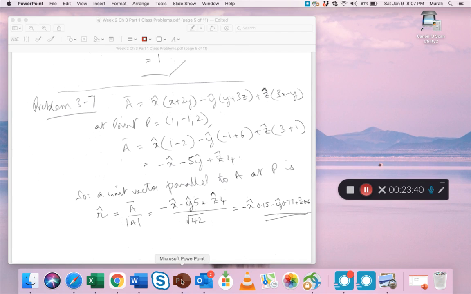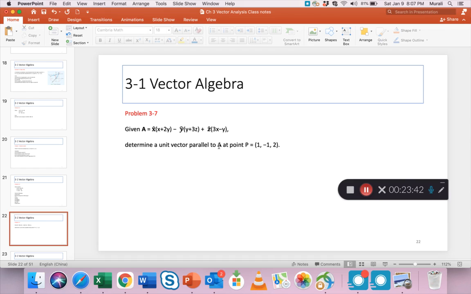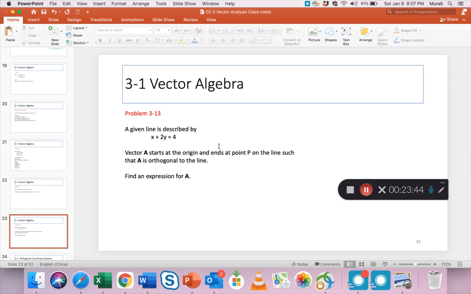All right, I know it feels like a bit of a rush, but that's the way it is in this course. All right, 3.13. So here we are given a straight line equation, x plus 2y equals 4. You know, this is in the form y equals mx plus b that you're so familiar with from last semester also.